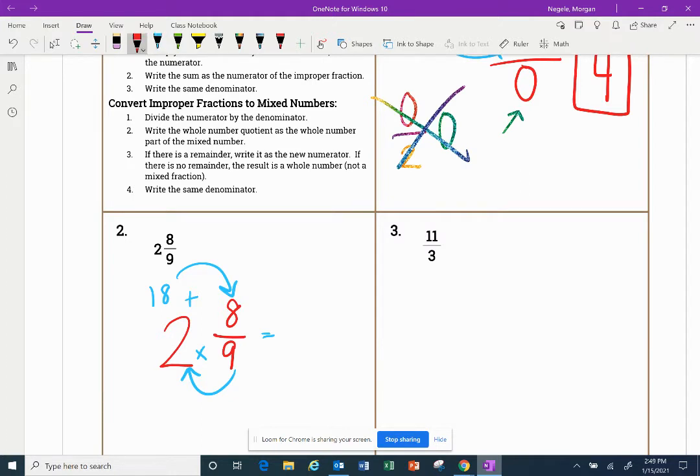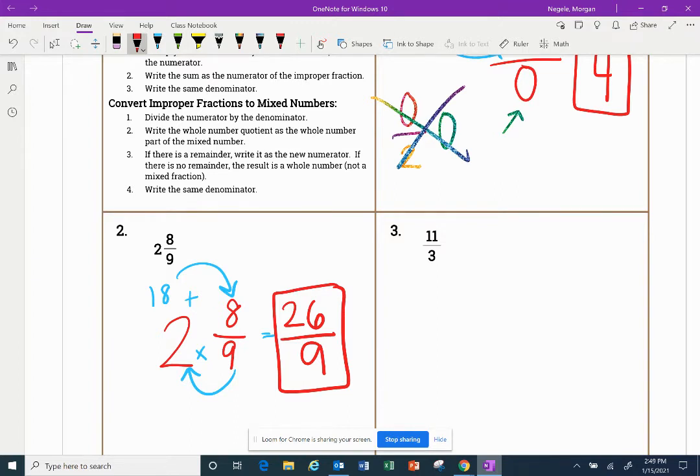18 plus 8 would give us 26. We know our denominator never changes, so we're going to just leave that as 9. And our final answer is 26/9.